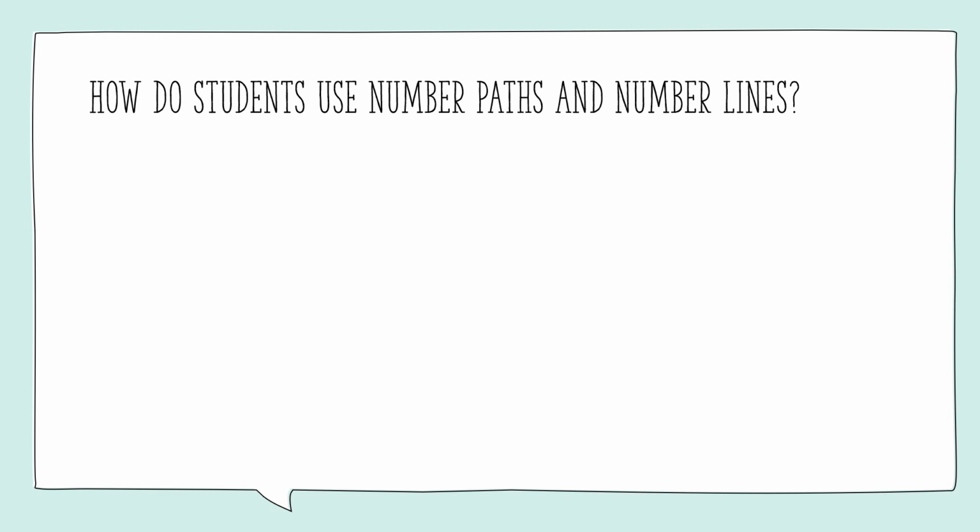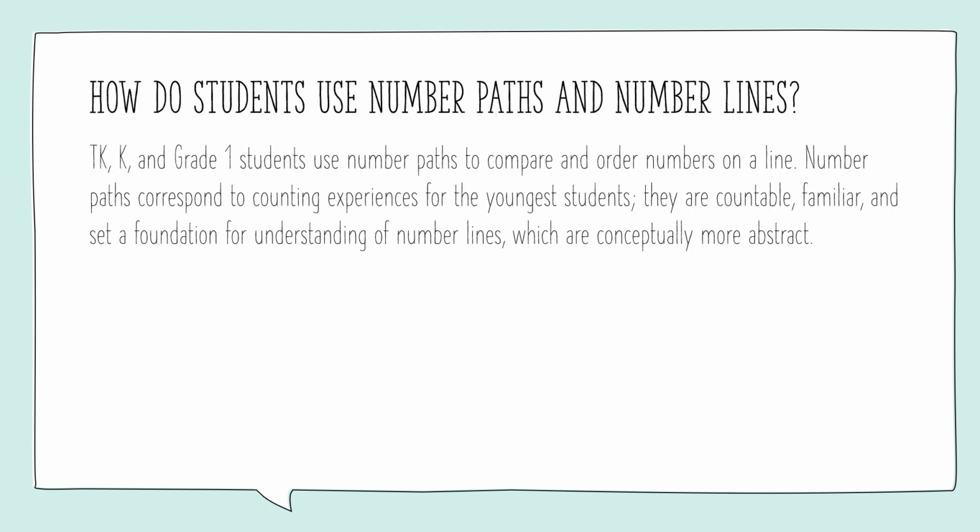Young children are familiar with linear or curvy pathways. They walk along pathways at school or in the park. They move markers along paths in games such as hopscotch, Candyland, Chutes and Ladders, counting the spaces they land on as they move along the path. TK, K, and grade 1 students use number paths to compare and order numbers on a line.